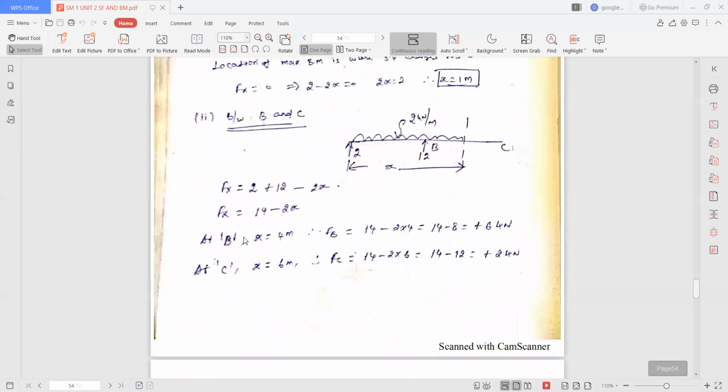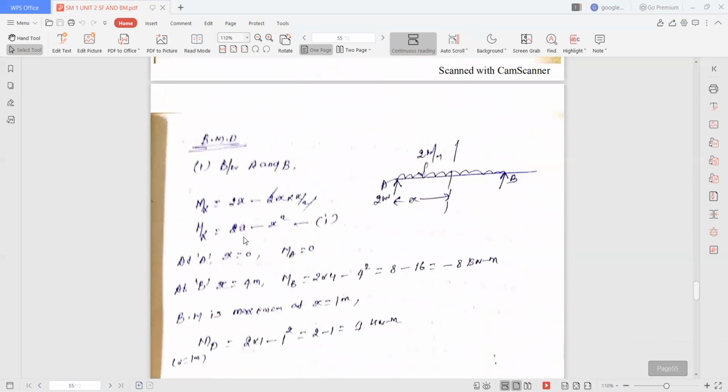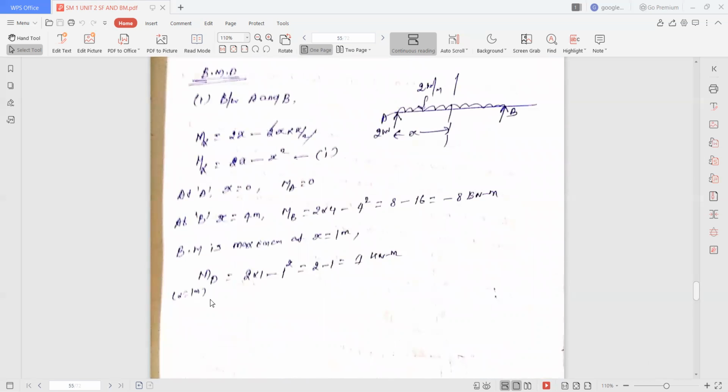Here is the equation. Here you can see moment at D. The equation between A and B is 2x minus x square, right? So if you substitute x as 1, 2 into 1 minus 1 square. Therefore, 2 minus 1, 1 kilonewton meter. So our moment at D is 1 kilonewton meter.